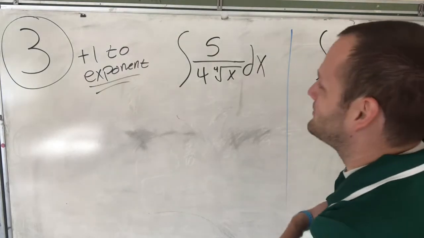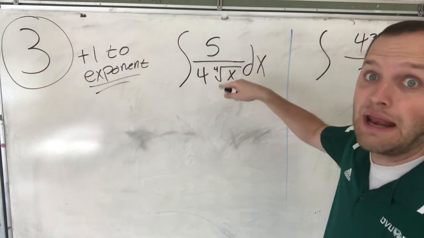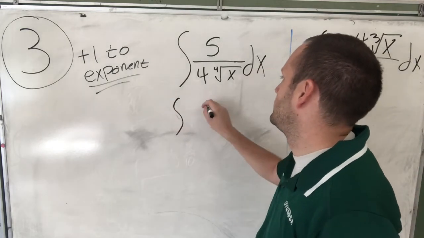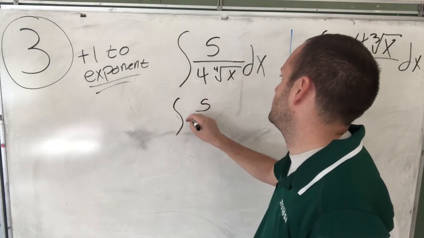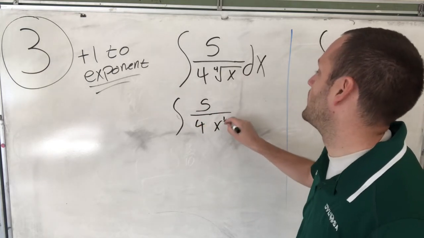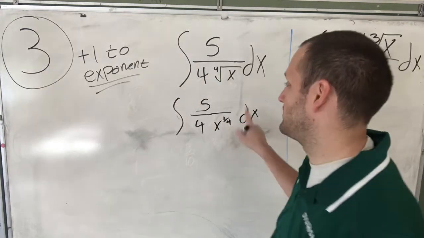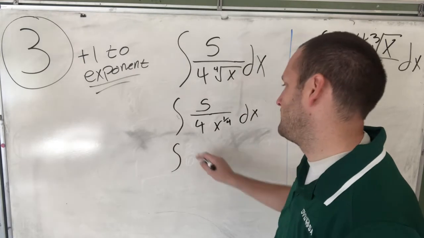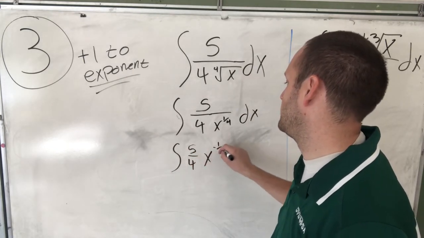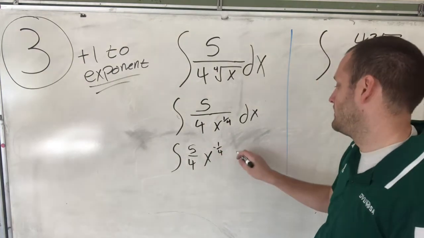You ready? So, with this one, we first need to turn this radical into being an exponent. All right? So, we've got 5 over 4 x to the 1/4 power dx. I can't have x in the denominator. I need to bring it up to the top. How do I bring it up to the top? Make the exponent negative: 5/4 x to the negative 1/4 power. Notice I didn't flip the exponent. I just made it negative. dx.